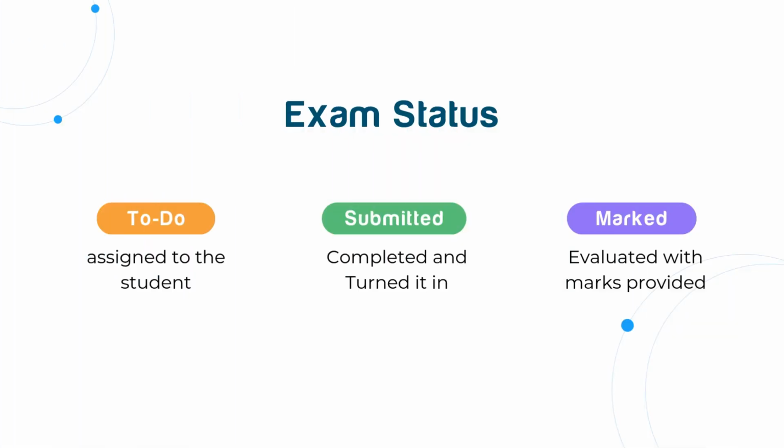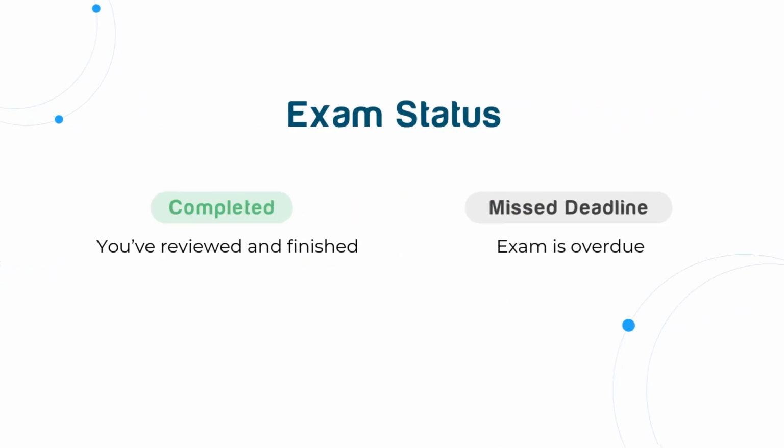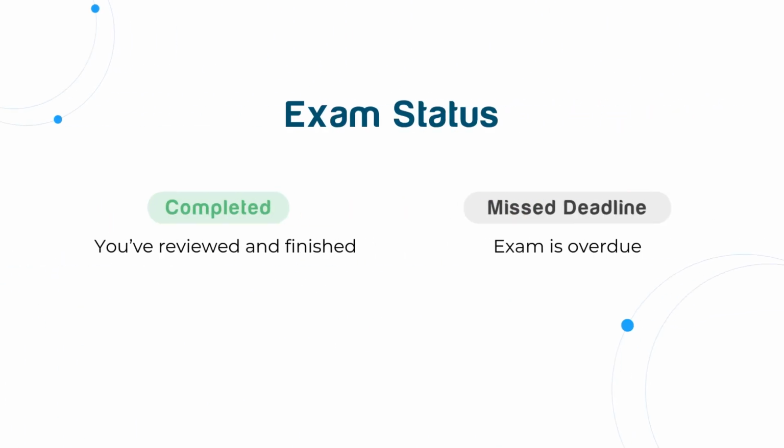To do, it means the exam has been assigned to you, but you haven't started it yet. Submitted means you've completed and turned it in. Marked means it's been evaluated by your teacher, with marks and feedback provided. It's tagged completed once you've viewed the results already.